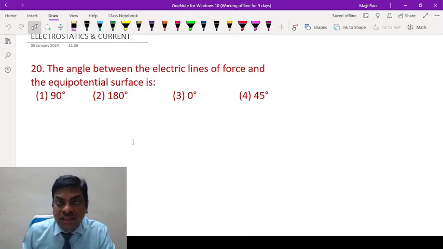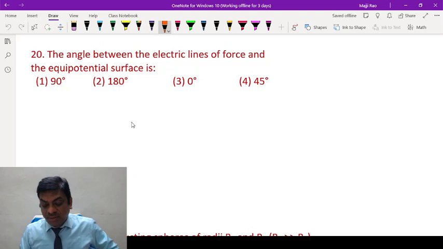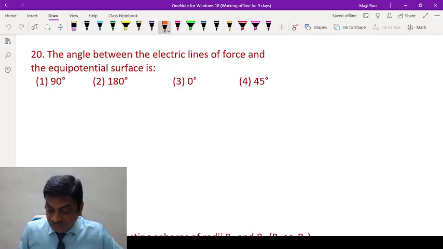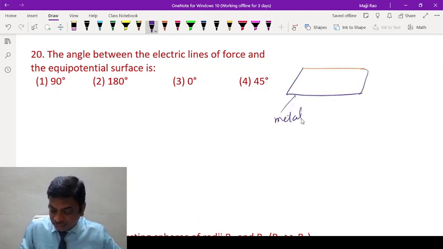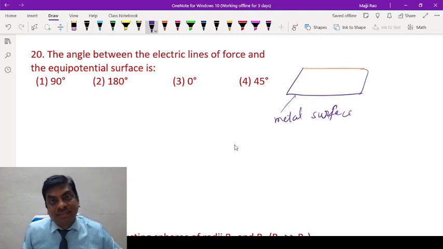Okay, we are discussing questions from the 2022 NEET exam. Coming to question 20, the angle between electric lines of force and the equipotential surface. Now students, suppose you have a metal surface. We all know that there is no electric field here.